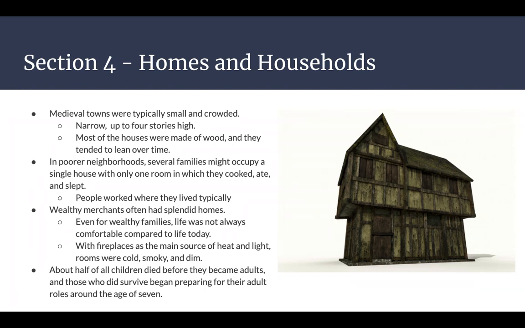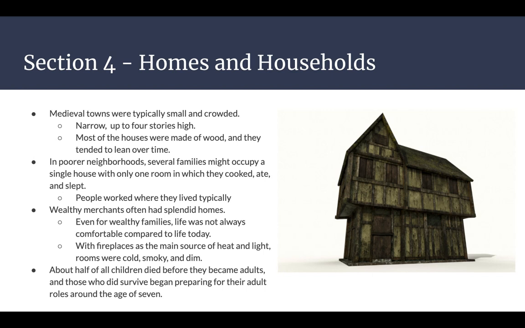Rich and poor people lived in very different households. In poorer neighborhoods, several families might occupy a single house with only one room in which they cooked, ate, and slept. And in general, people worked where they lived. So, for example, if a father or mother was a weaver, their loom would be in their home, and that's where they would spend most of their time actually creating their product.